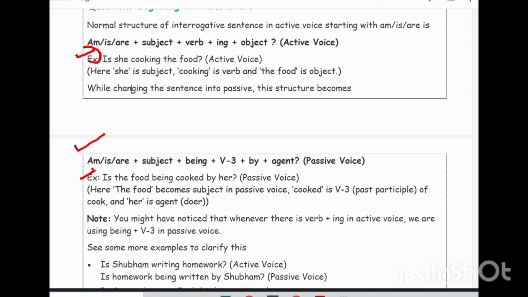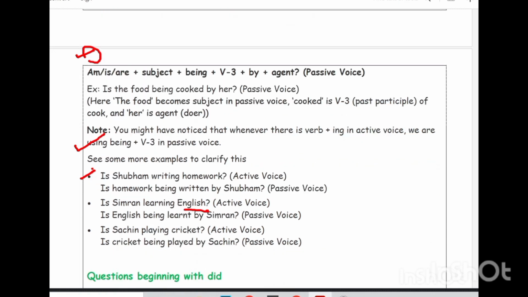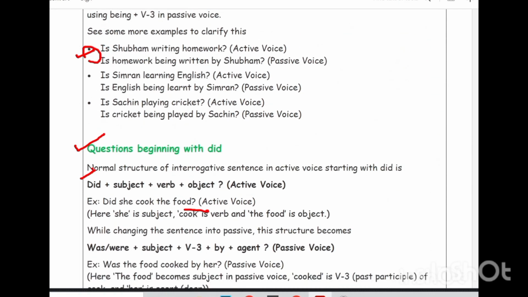We have to keep in mind that here the food becomes the subject in the passive voice. Cooked is the third form of verb, the past participle of cook, and her is the agent. Agent is the doer. Doer is the subject. So this is done. Next, there are examples you people have to read.